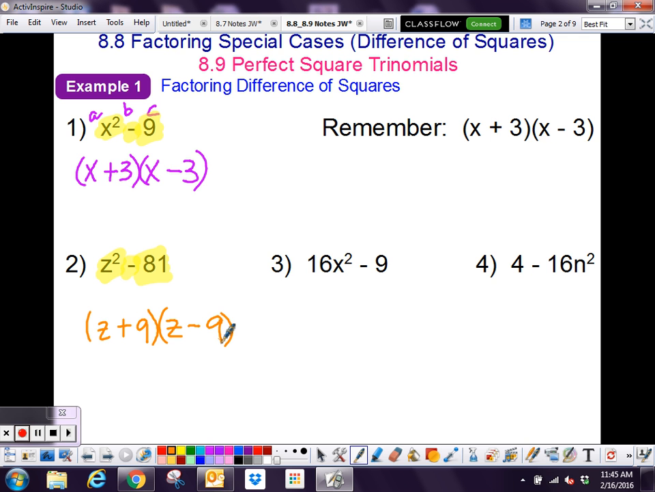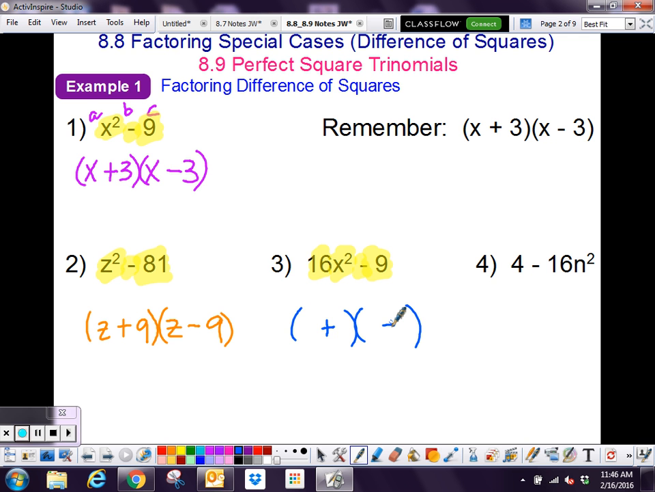Okay, let's look at number 3. First I'm going to check this. Is it a minus? Yep. Is 16 a square? Yes. Is x squared a square? Yes. And is 9 a square? Yes. Okay, so I can do my difference of squares here, but notice this was a little bit different because we had a number in front of x squared. That's okay, we're going to do this the same way. So I'm going to break this up into two groups. One is plus, one is minus.